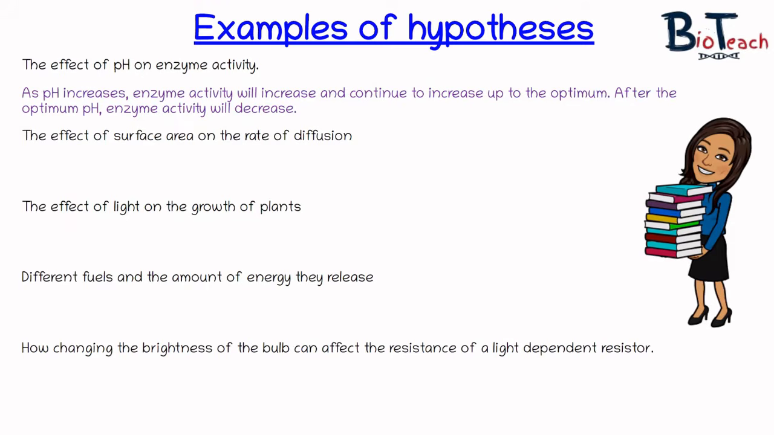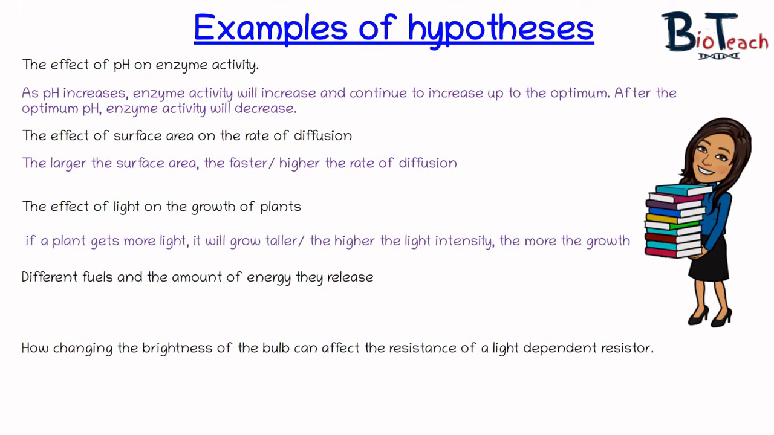The second one looked at the effect of surface area, and so something along the lines of the larger the surface area, the higher the rate of diffusion. You could even put down because, so have an explanation as to why you think that would happen. The third one is looking at the effect of light on the growth of plants. So if a plant gets more light, it will grow taller, or the higher the light intensity, the more the growth. The one with the different fuels and the amount of energy that they release, you could say that fuel X will release more energy than fuel Y, or something along those lines, that one might release more energy than the other one. So this is a comparative study, perhaps.